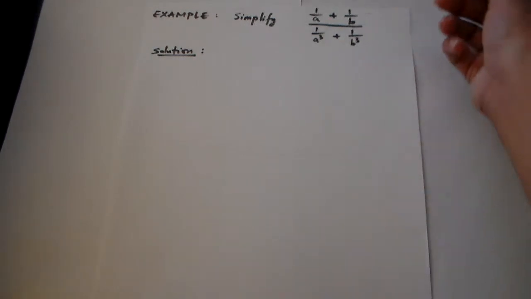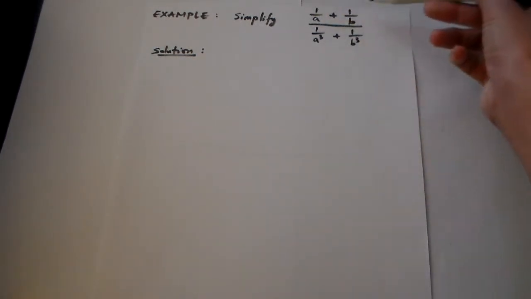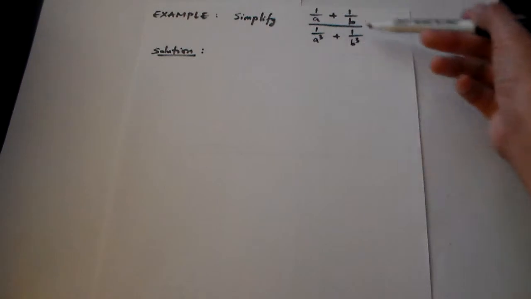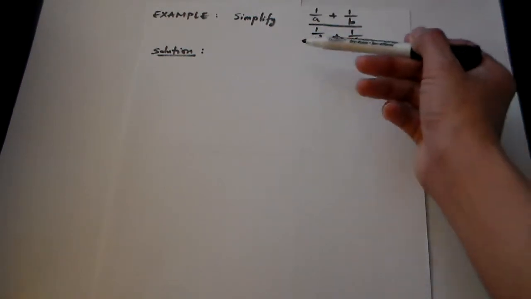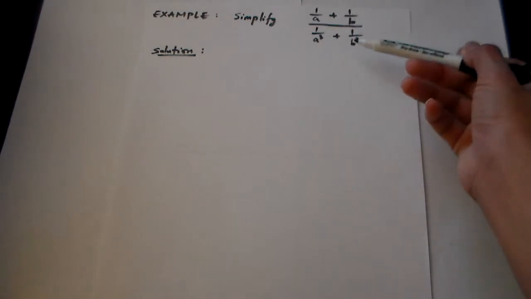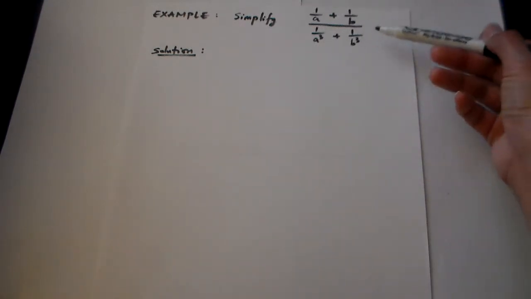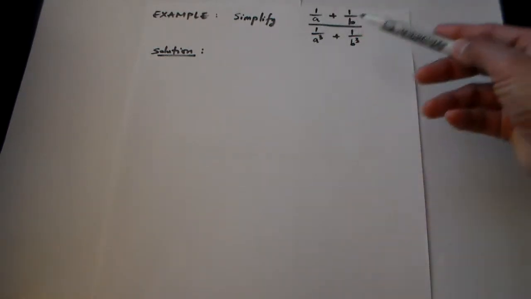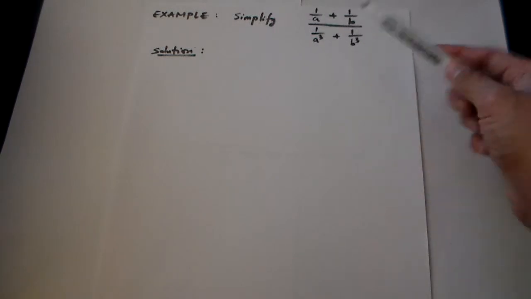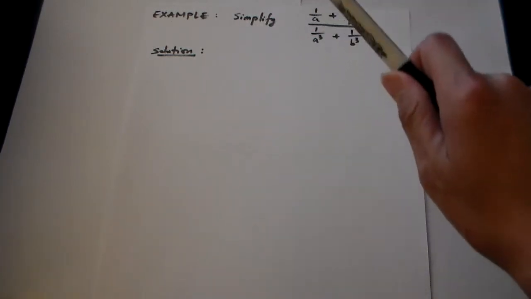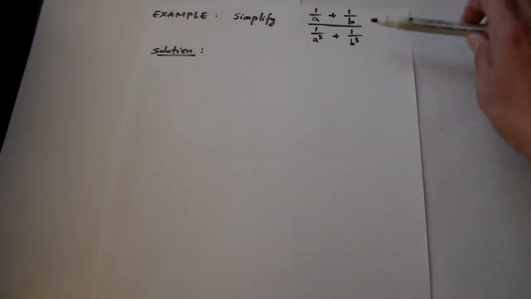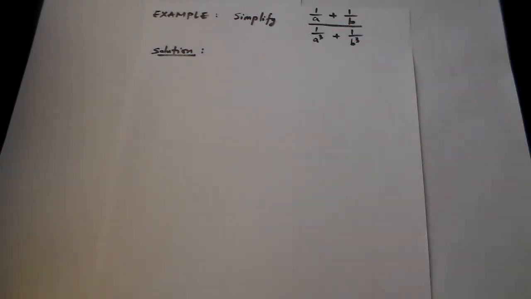It's complex because its numerator is a rational expression, 1 divided by a plus 1 divided by b, and similarly, the denominator is also a rational expression. 1 divided by a to the third is a fraction, plus 1 divided by b to the third is also a fraction. So together, the top is a rational expression, the bottom is a rational expression. Remember that a complex rational expression is an expression where the numerator or the denominator is a rational expression. For this case, we have both.